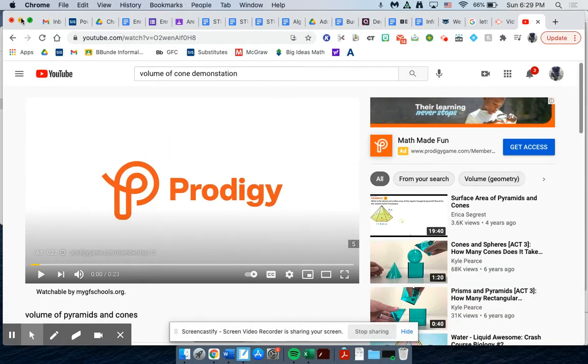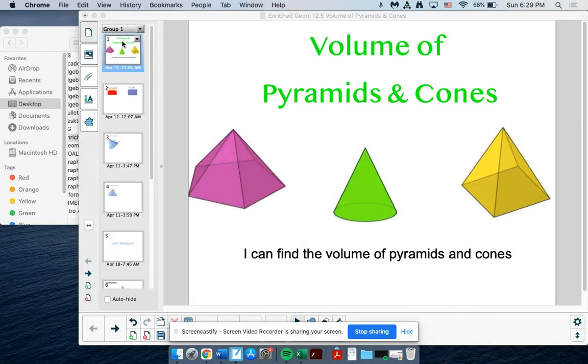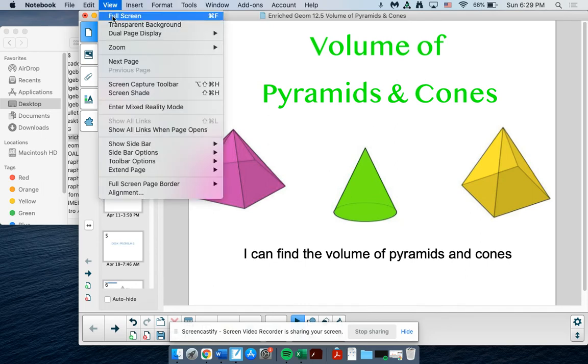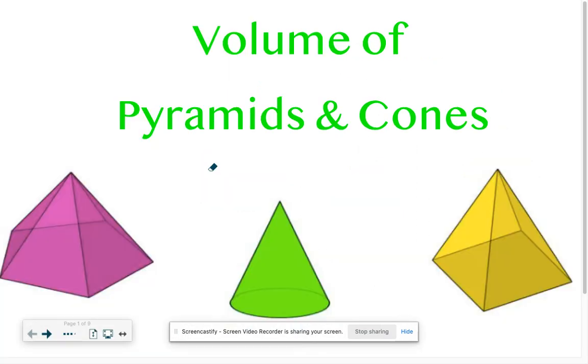Okay, so hopefully our big takeaway from that is when we find volume of pyramids and cones, it's exactly like finding the volume of a prism and cylinder, but in the end we divide by 3. So it's the same lesson we did yesterday, but now we're dividing our answer by 3 in the end, okay? So it's still base area times height, and then in the end we divide by 3.